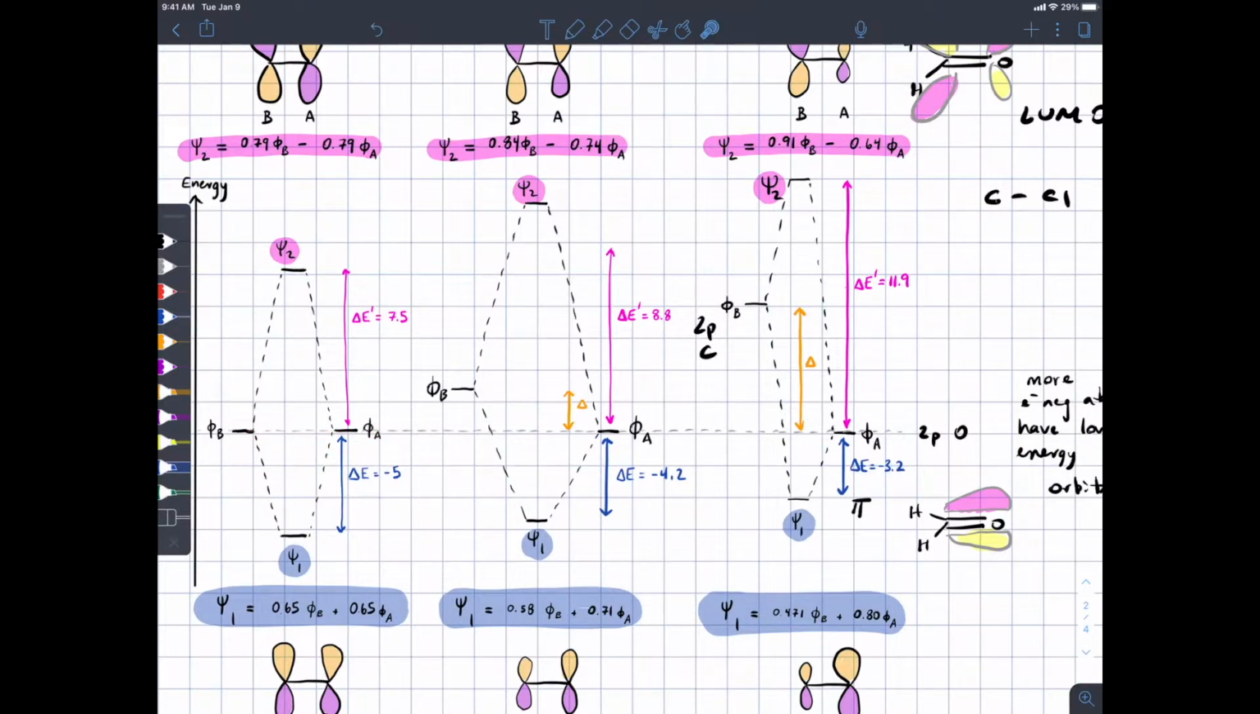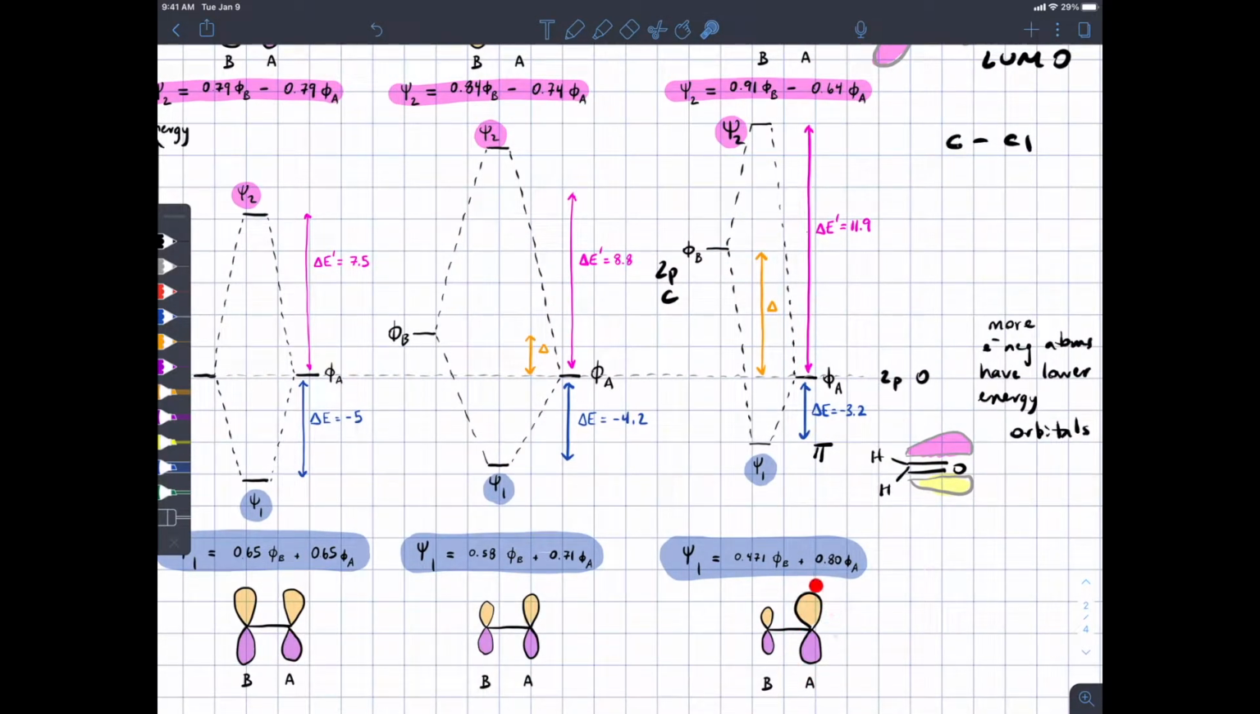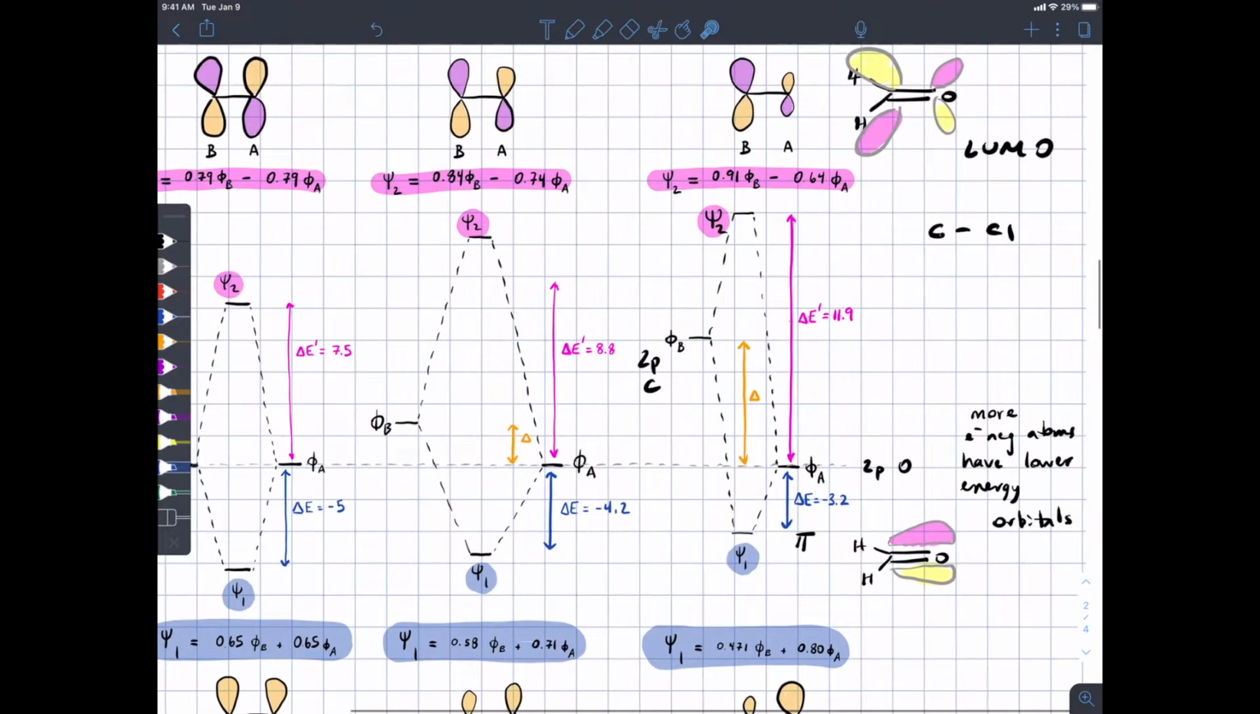We also showed that if this gap between the two orbitals is large, the bonding orbital is mostly on the atom that had the lower energy orbital, and the anti-bonding orbital is mostly on the atom that had the higher energy orbital. And we mentioned this in the context of carbon and oxygen, right? Oxygen is lower in energy than carbon. You know that because its electronegativity is higher. And what that means is the bonding orbital, we would call it the pi orbital, is mostly on the oxygen, whereas the anti-bonding orbital, the pi star, is mostly on the carbon. And this actually has implications for reactivity.